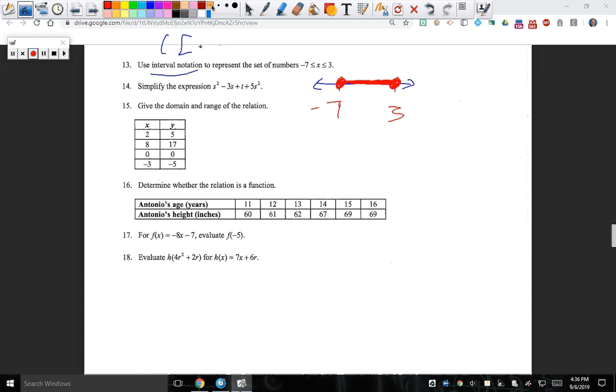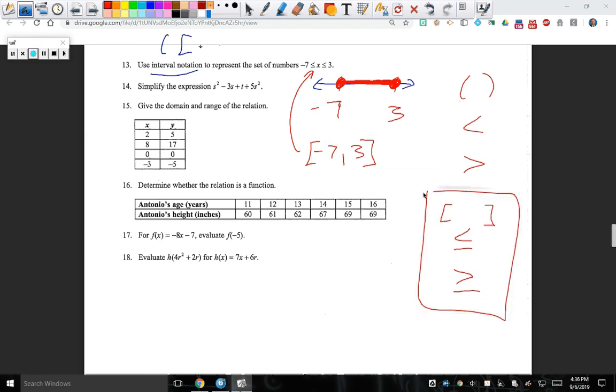And then it's everything in between. And if I'm doing this interval notation wise, I'm going to say from -7 all the way to 3, and both of them are going to be closed because of that equal sign up here. Remember, if it's just greater than or less than, you're going to have parentheses. If it's greater than or equal to, or less than or equal to, you're going to have brackets. So there's your pieces.